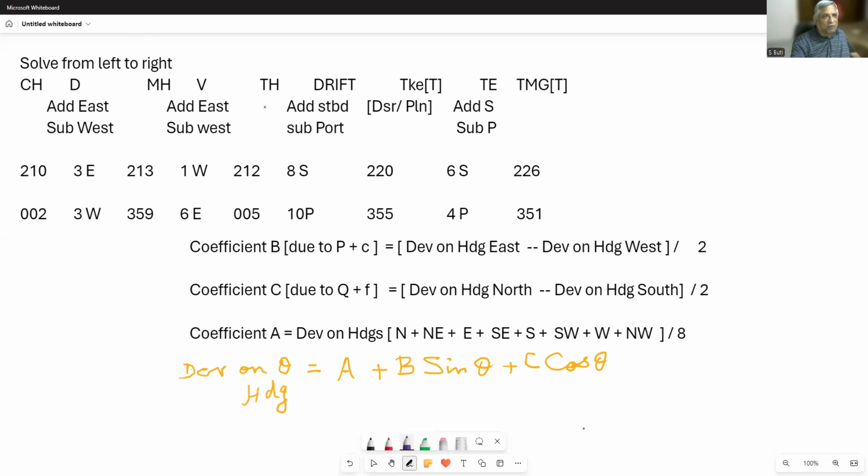Let me recheck from left to right to make sure that I have not made a mistake in calculation of this heading to fly. 210 plus 3, 213, minus 1, 212. Drift is 8 starboard, so I will maintain a track of 220. And in the air, if I have a track error of 6 degrees starboard, then I'll be on a track of 226. This is done in the air and we will correct in the air.